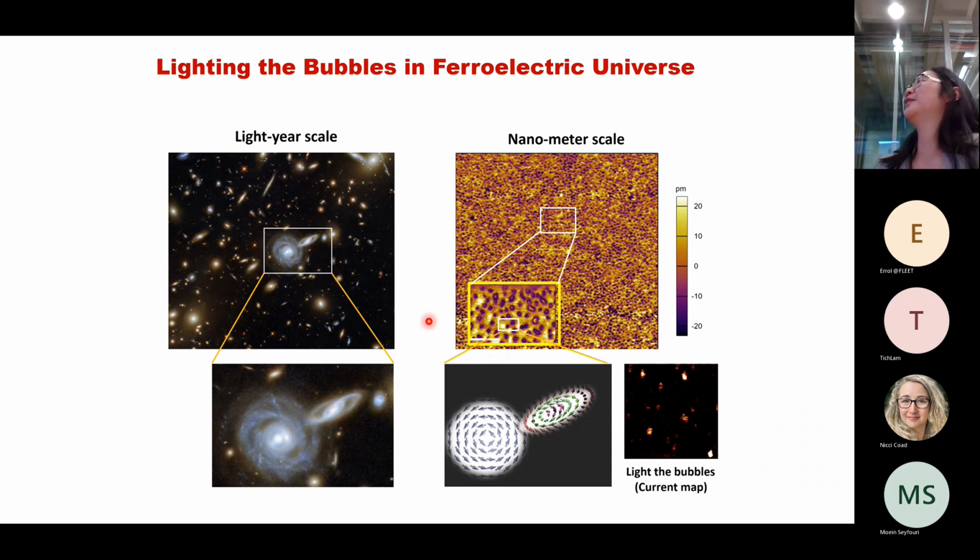I don't know if there's a link between the light year scale and the nanometer scale. But I know that in the light year scale, pretty much we can do nothing. Everything is out of control. But in the nanoscale world, we definitely can do something to control it, or maybe to understand it.